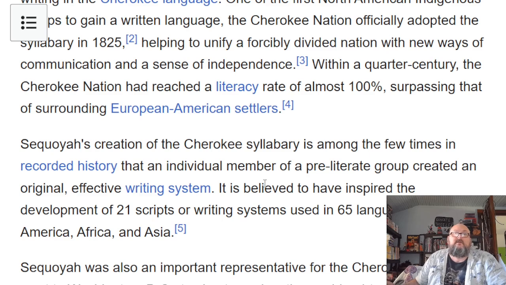So interesting. It is believed to inspire the development of 21 scripts or writing systems used in 65 languages in North America, Africa, and Asia. So 65, 21 written alphabets were formed. You can only imagine this happened in other Native American tribes where it was spoken but not written language, but apparently it also influenced Asia and Africa. So again, you have certain tribes, certain peoples that had only a spoken history, not a written history. They only pass things down verbally instead of writing them down.